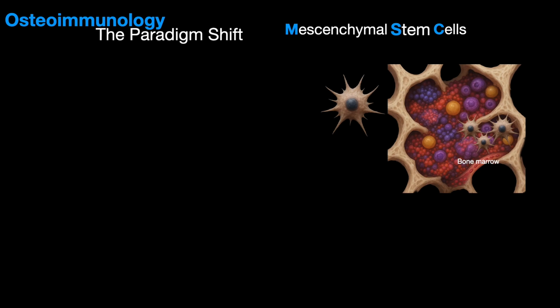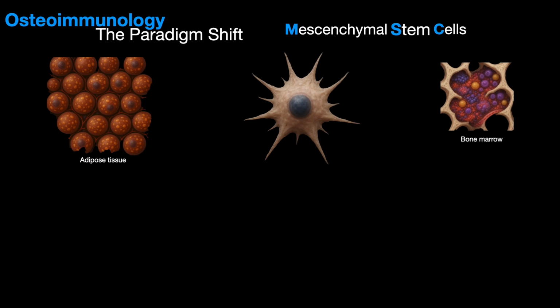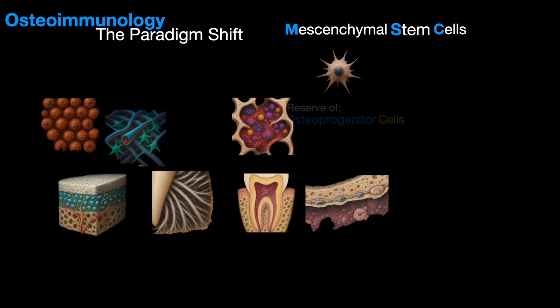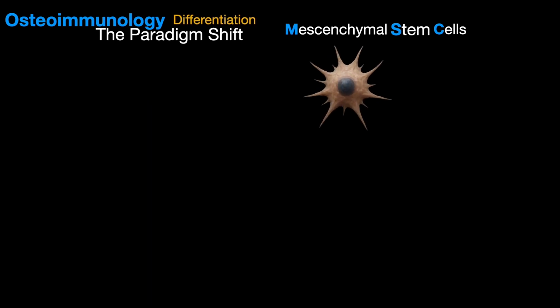They usually reside in bone marrow, but they are also quite numerous in adipose tissue, as well as in the perivascular space as pericytes, in the cambium layer of periodontium as bone lining cells, in periodontal ligaments, in dental pulp, and in endosteum bone lining cells. So these tissues are known as a reserve of osteoprogenitor cells. The number of cells is directly proportional to the vascular density. That's another very important point.